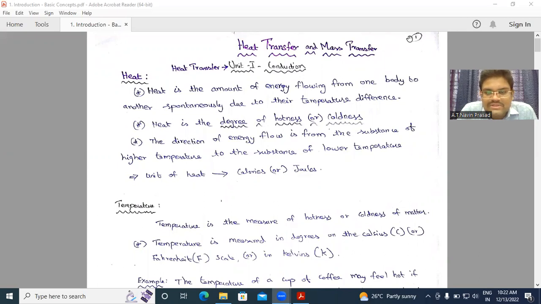So, today I'm going to discuss a few basic concepts on heat transfer and mass transfer. I'm going to completely deal with the basic concepts of heat transfer in today's session. So, first we move into the basic concepts.